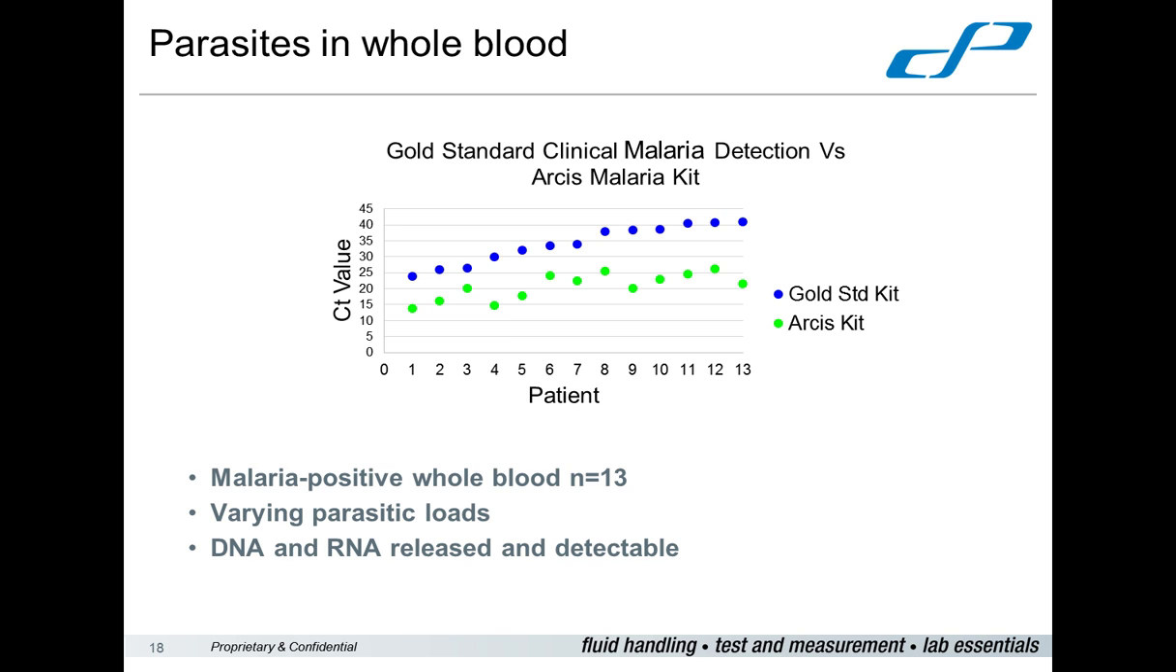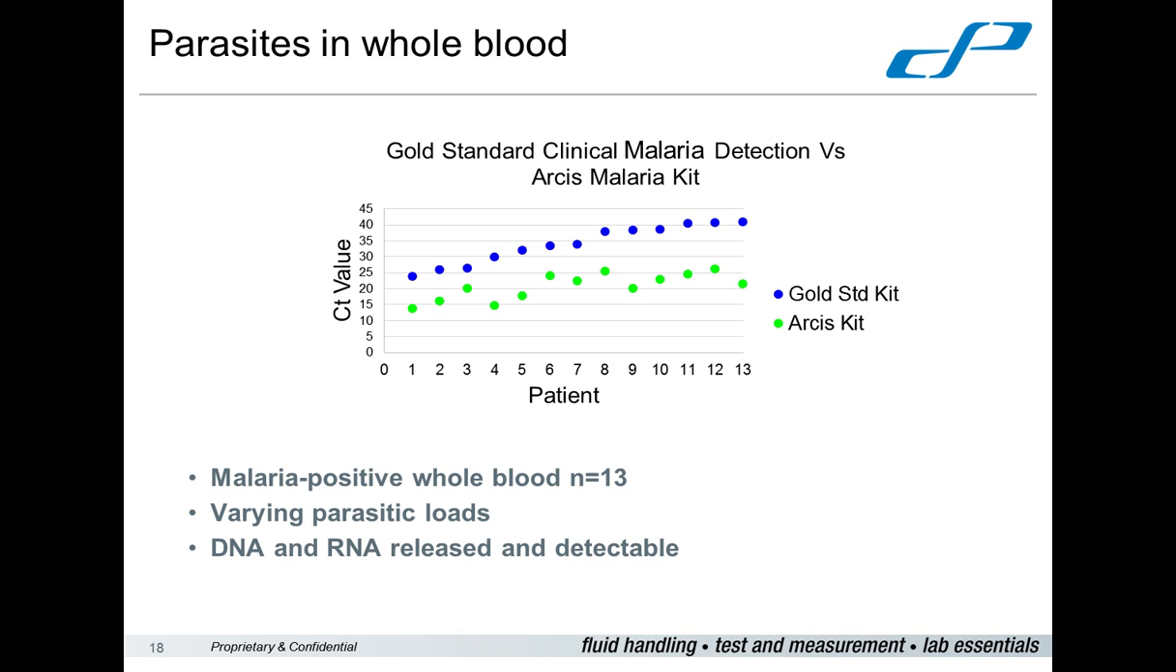So the graph shows you a cohort of 13 patients, malaria-positive patients. These are real patient samples. And the blue dot is the gold standard clinically validated kit. This is the gold standard kit that they use for malaria diagnostics in this particular hospital. We asked them to do a side-by-side with samples processed with the Arcis kit, and as you can see, on average we gained about 10 CTs improvement in sensitivity.